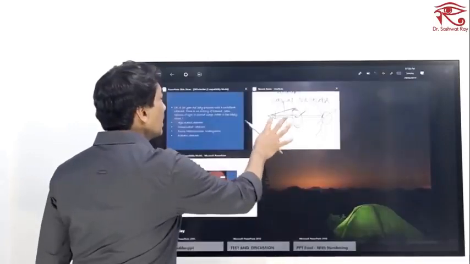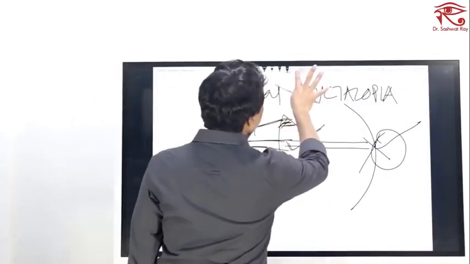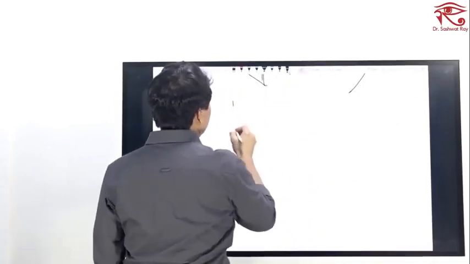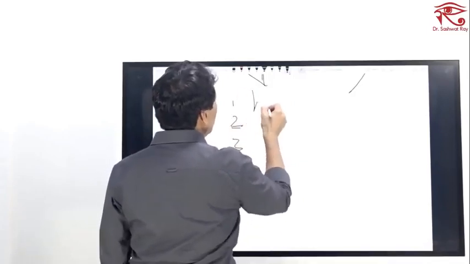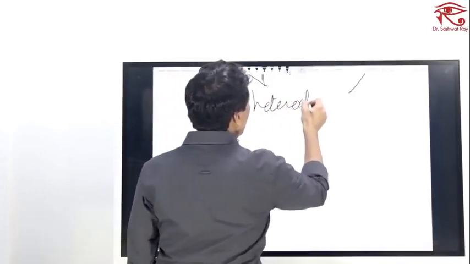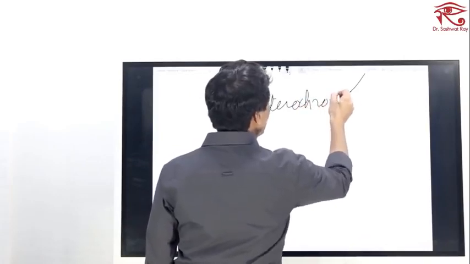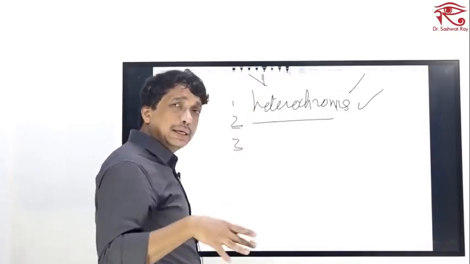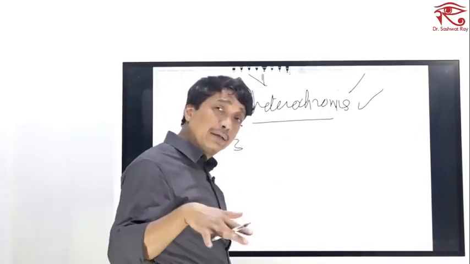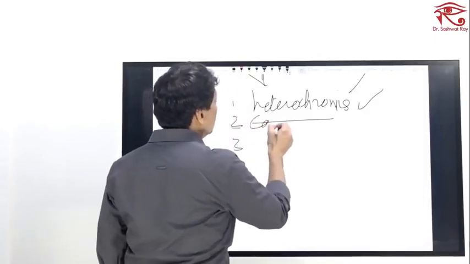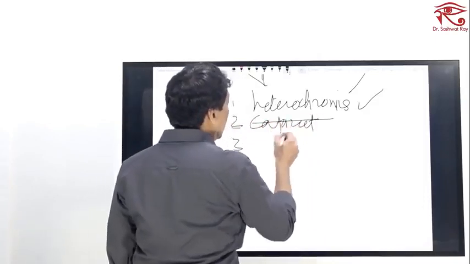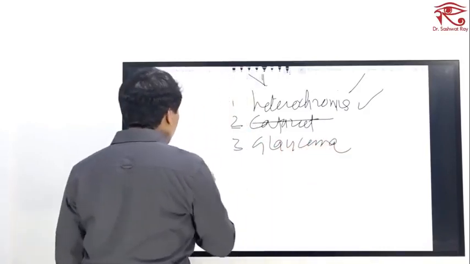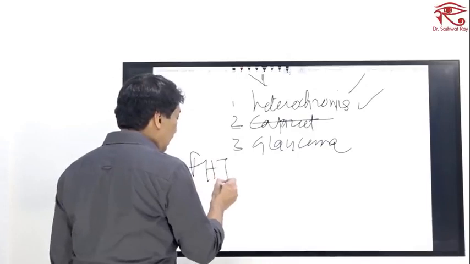Fuchs heterochromia had a classic diagnosis of three features. First, you have the heterochromia, which means one iris is lighter colored. Most commonly, the eye which is affected is the lighter colored eye. Second is cataract, and third is glaucoma. So this is the classic triad of FHI, also called Fuchs heterochromic iridocyclitis.